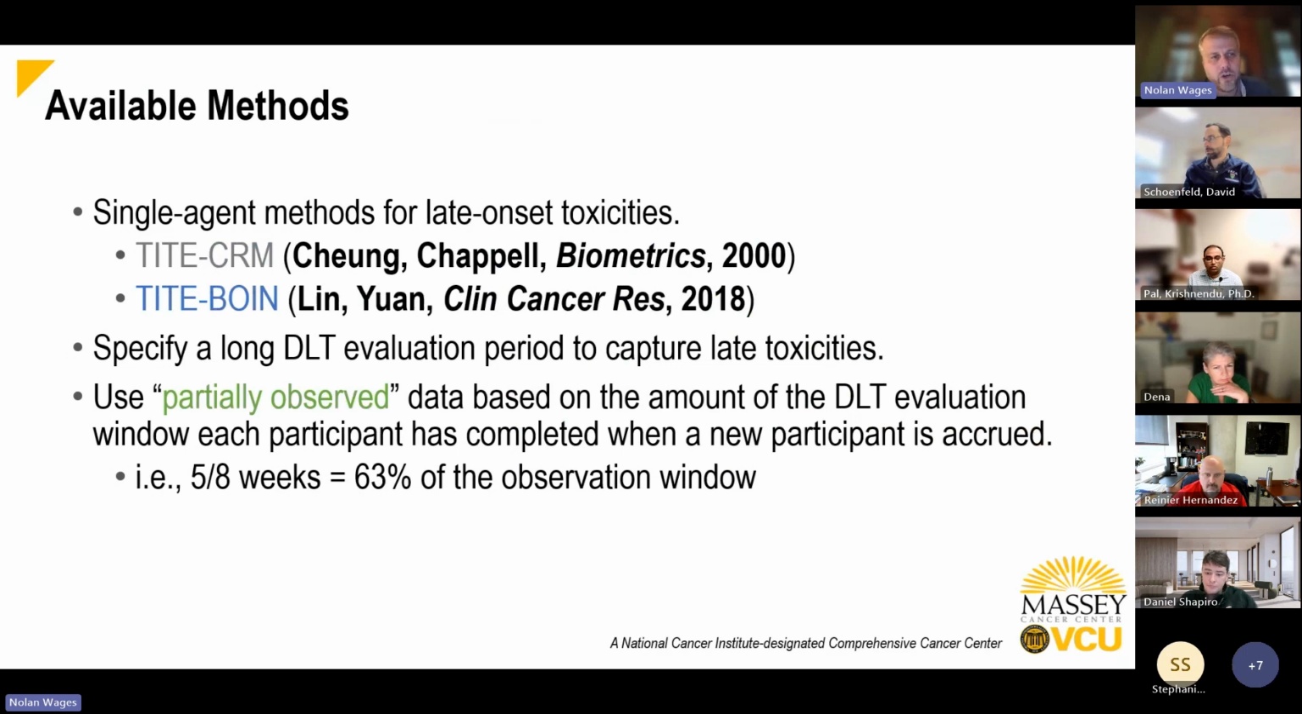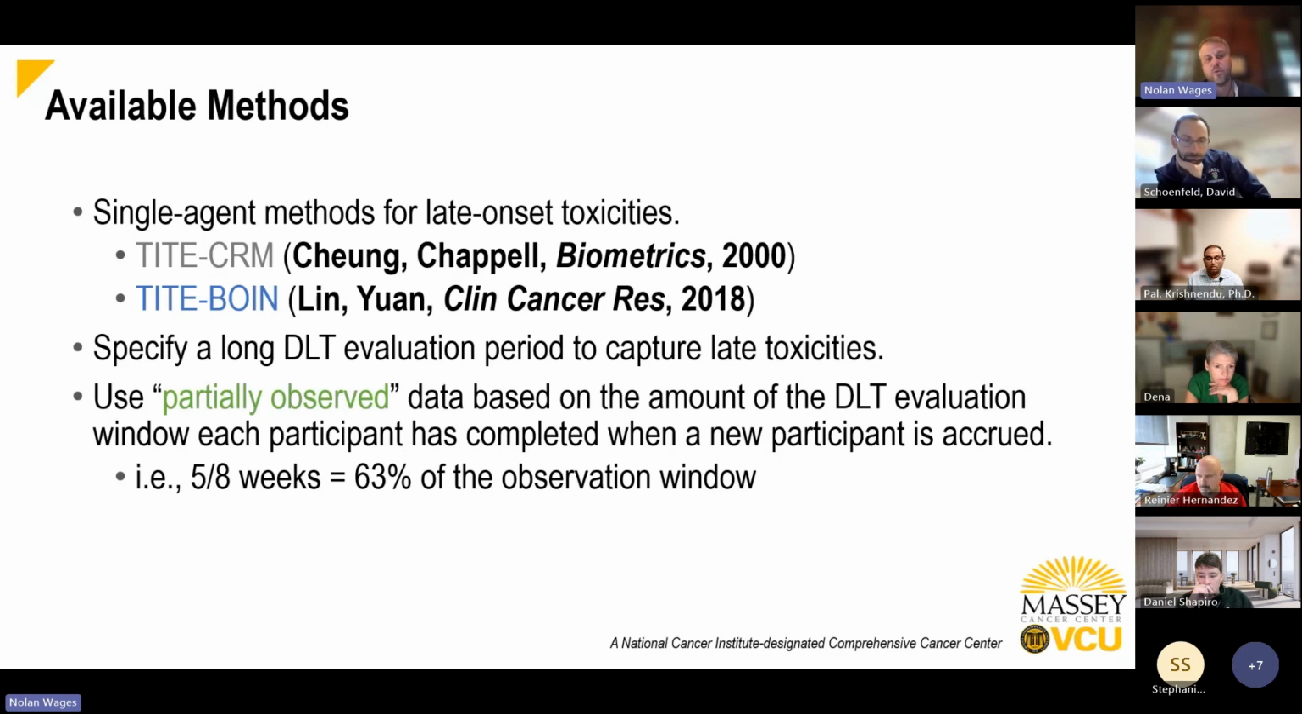So the methods we just talked about, BOIN and CRM, have extensions to handle late onset toxicities. These are called time to event methods or TITE methods. So there's a TITE CRM, there's a TITE BOIN. And what you do here is specify a longer DLT evaluation period to capture those late toxicities. And we use partially observed data based on the amount of the DLT evaluation window each participant has completed when a new participant is accrued.